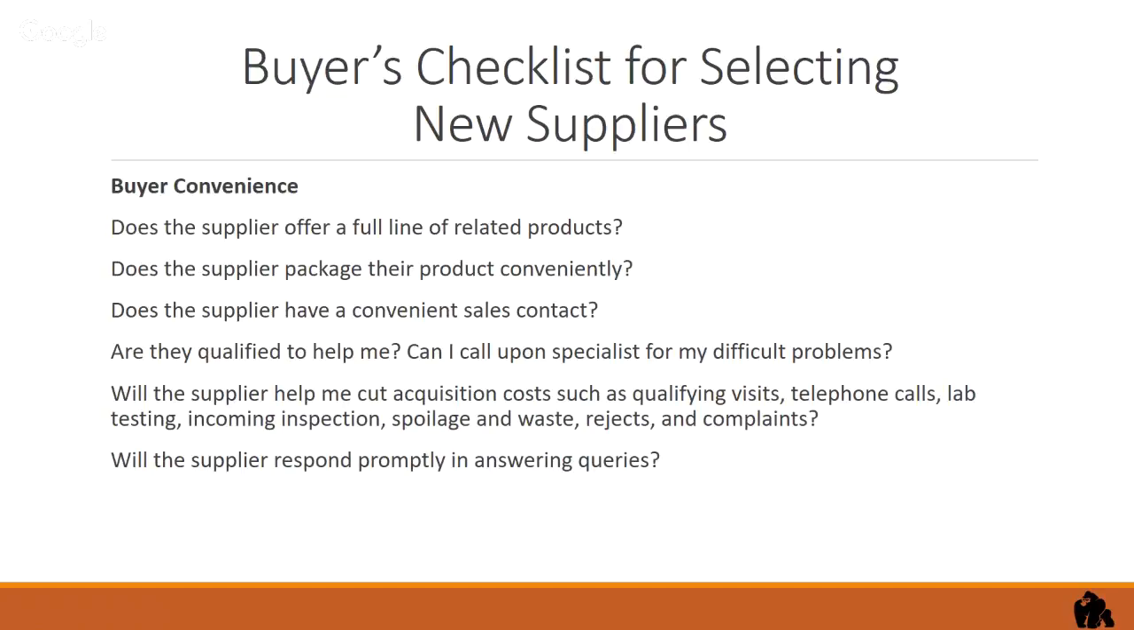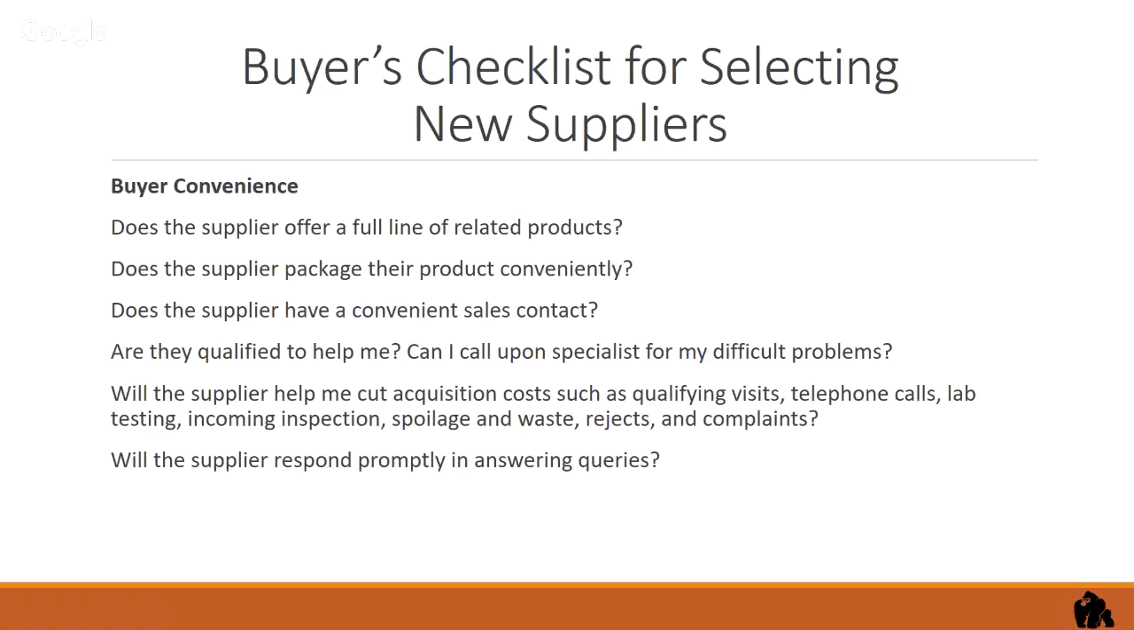Buyer convenience. Does the supplier offer a full line of related products? Mr. Paul, I see you're producing and selling silicon mats. We also have silicon cupcakes. We also have silicon spatulas and other things. Can I actually expand my business by using one supplier?